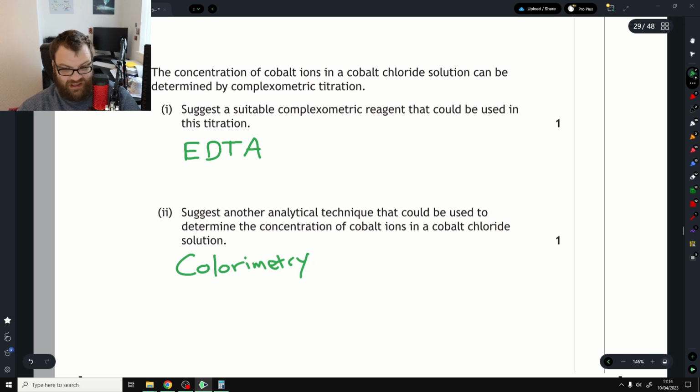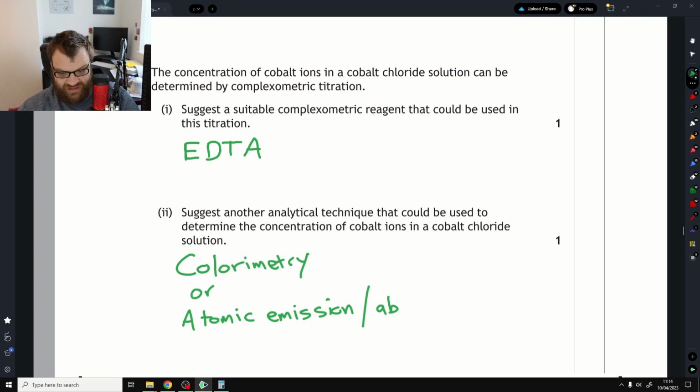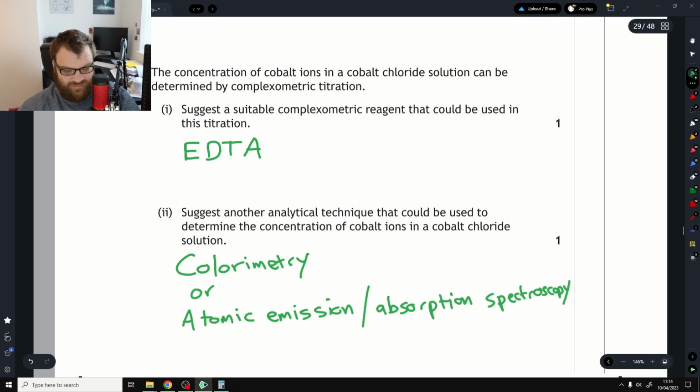Other ones include, I suppose, because it's the metal involved, you could do emission or absorption spectroscopy, and that way you would know what colours of light have been absorbed or given off. So heat it up and measure the light that's been emitted, or shine light into it and see what's been taken in, what's been absorbed. Again, possibly some others, but I would stick to colorimetry as a good alternative to that.